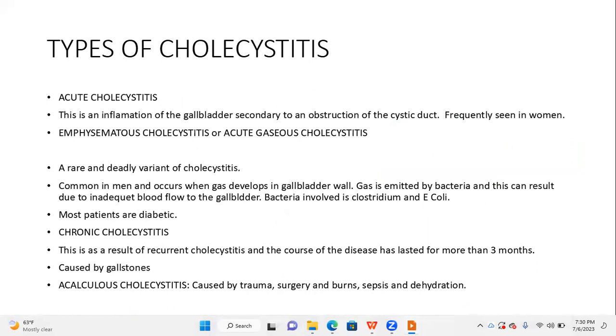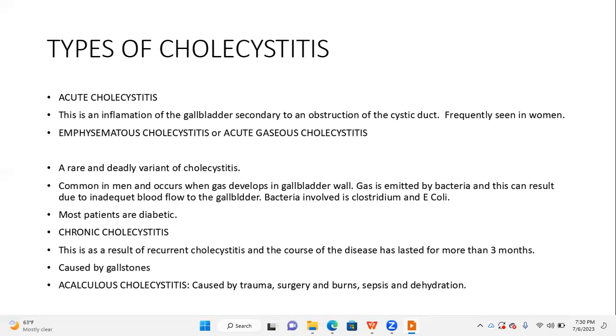Types of cholecystitis. We have more than 4 types of cholecystitis, but tonight I'll only mention 4. These are acute cholecystitis, emphysematous cholecystitis or acute gaseous cholecystitis, chronic cholecystitis, and acalculous cholecystitis.